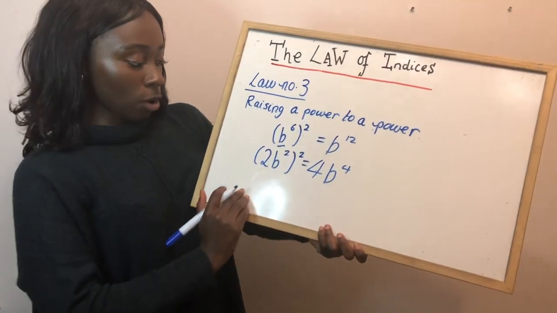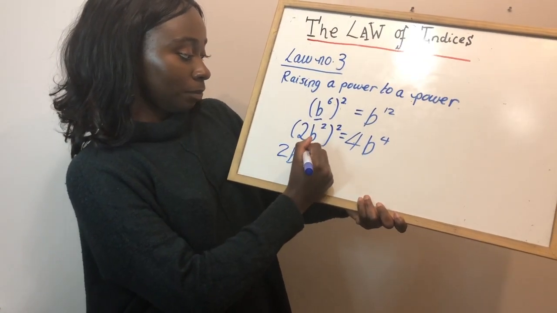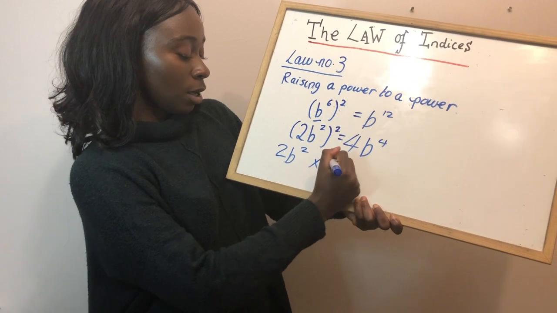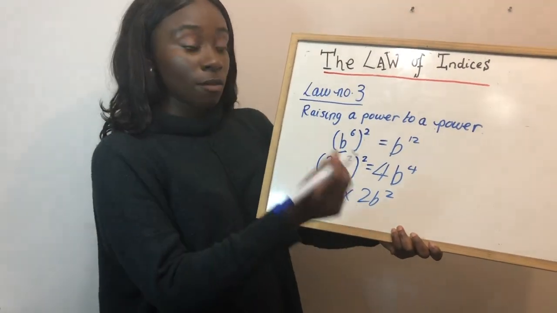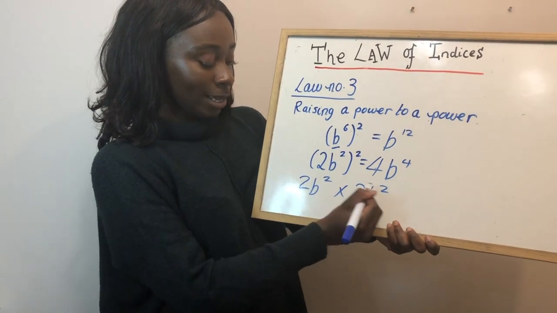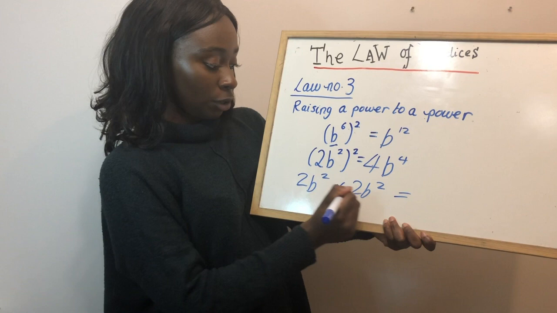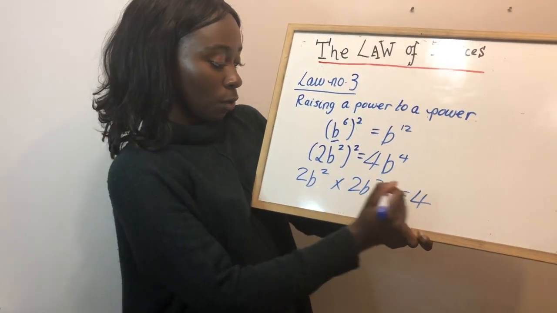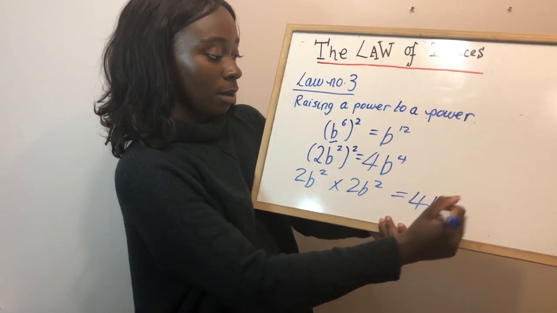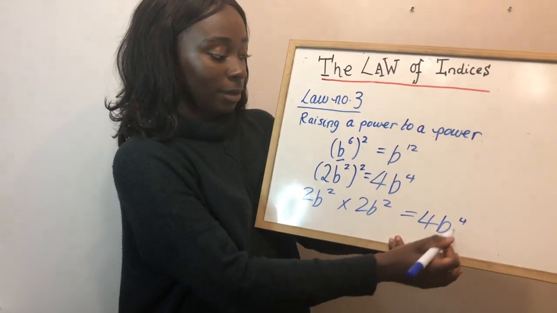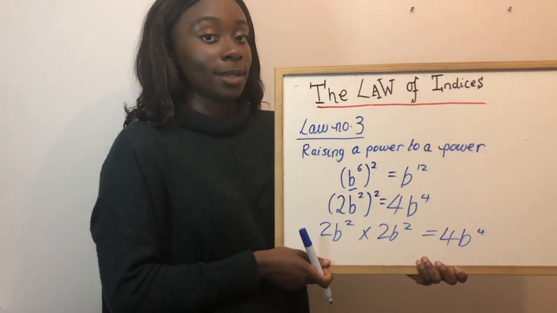So this works because, for example, let's put 2b squared times 2b squared. Can you see from the previous laws, what you need to do is add the powers when you're timesing. And then you times 2 times 2, which equals 4. And you add the powers on top, put the base number there, put 4 there. So your answer is 4b to the power 4. And that's why raising a power to a power law works.